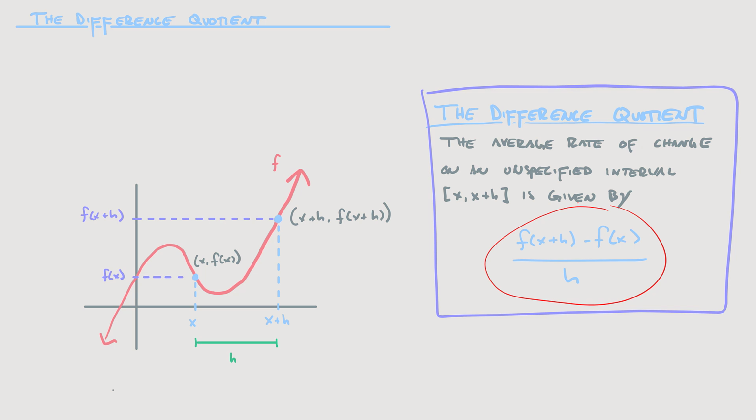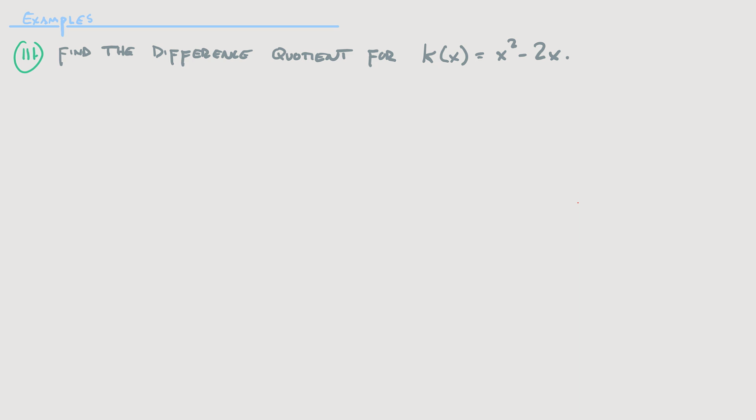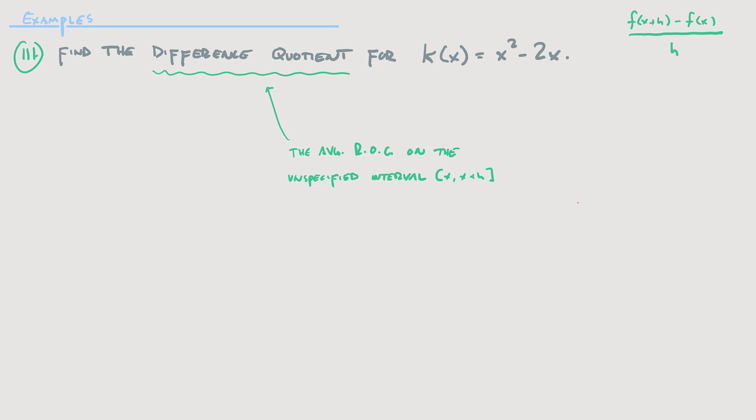So let's see an example of what we just did. Example 3 says, find the difference quotient for k of x, which is x squared minus 2x. It says find the difference quotient, so that means we're finding the average rate of change on the unspecified interval x to x plus h. And the difference quotient is this thing. So we need to find this for k of x.